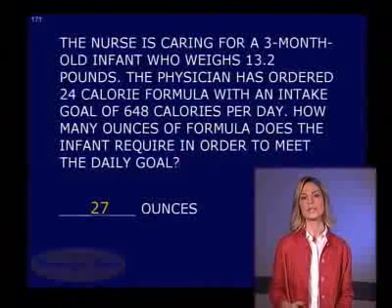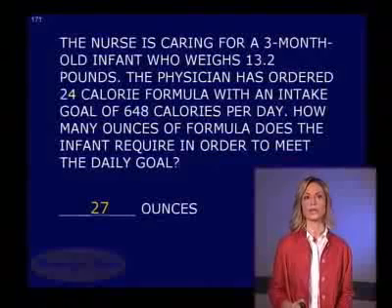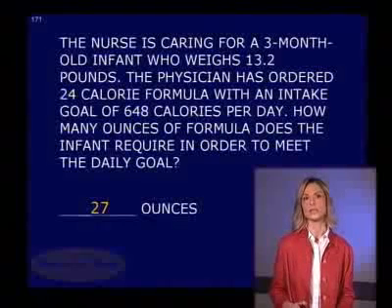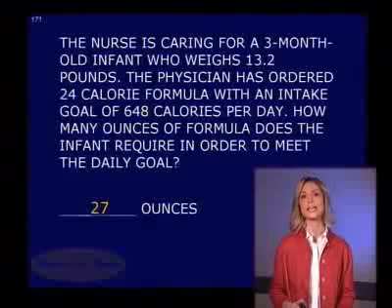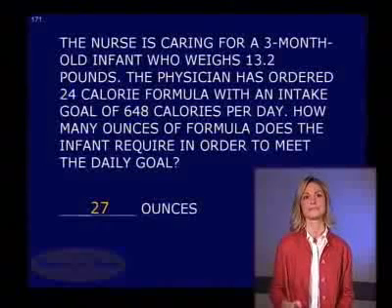One thing you'll notice about this question, and you may find in other questions on the NCLEX exam or on your pediatric nursing exams, is there's a piece of information in the stem of this question that is not relevant to help you solve the question. And that would be the weight. The information provided for you is the caloric amount in the formula, which is 24 calories per ounce, and the goal of 648 calories per day. So all you need to solve this question is to take 648 calories, divide that by the 24 calories per ounce, and you will come up with the answer of 27 ounces as the goal for this infant.